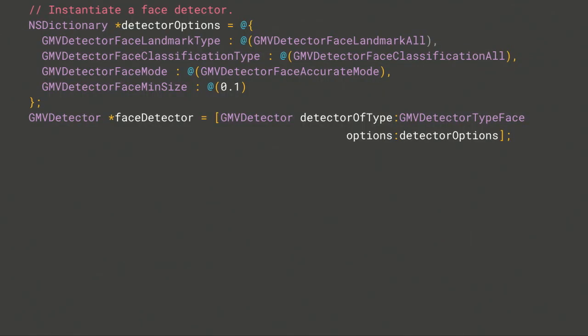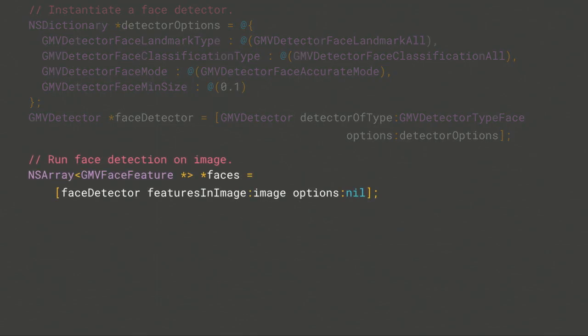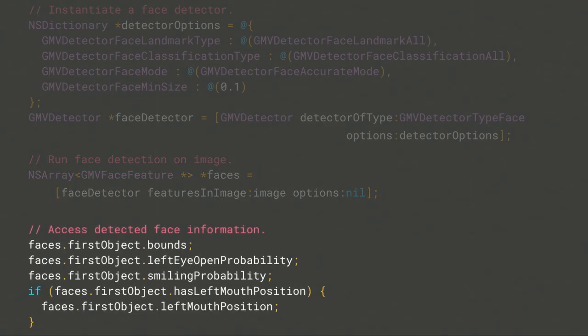Using the API on iOS is very similar to Android. The first step is to instantiate a face detector with all the desired configurations. Then you run the detector on a static image, and you can get the properties of the face in a very simple way.